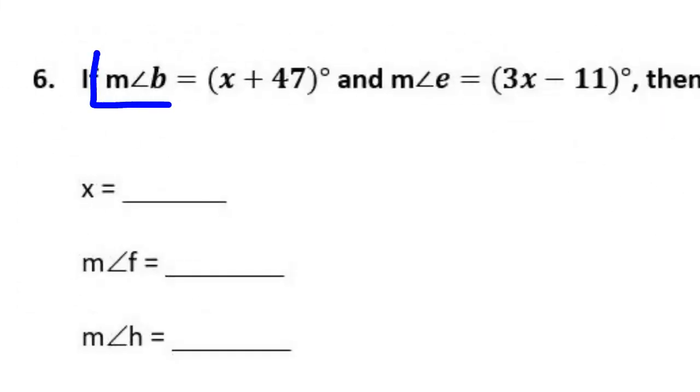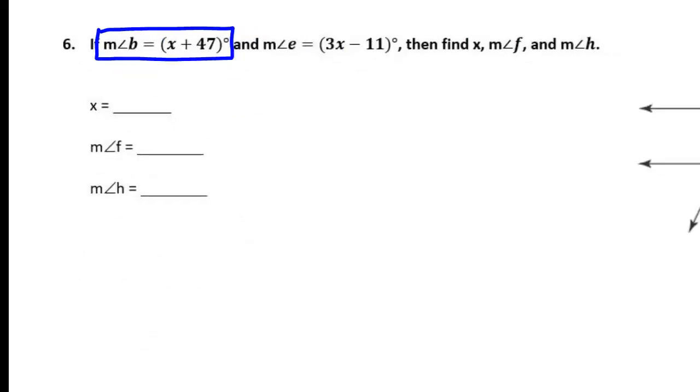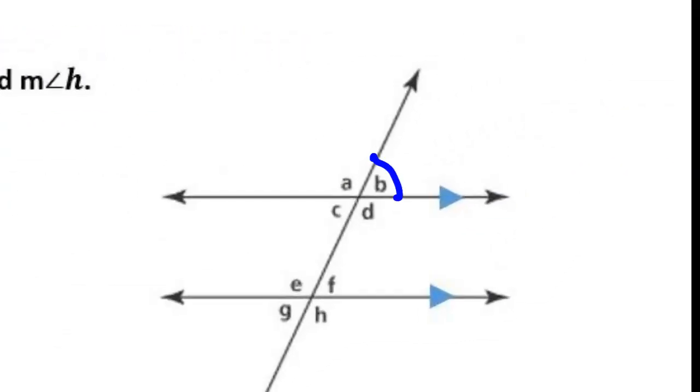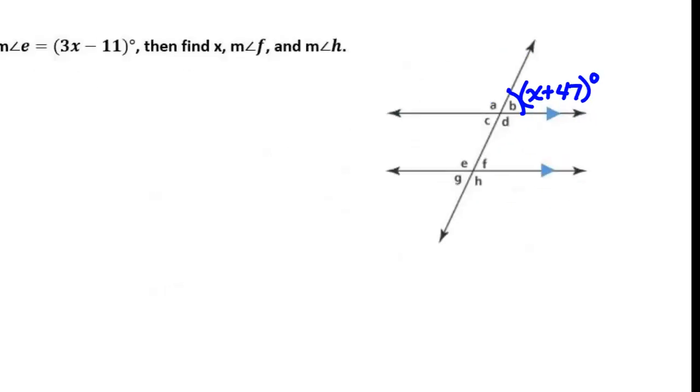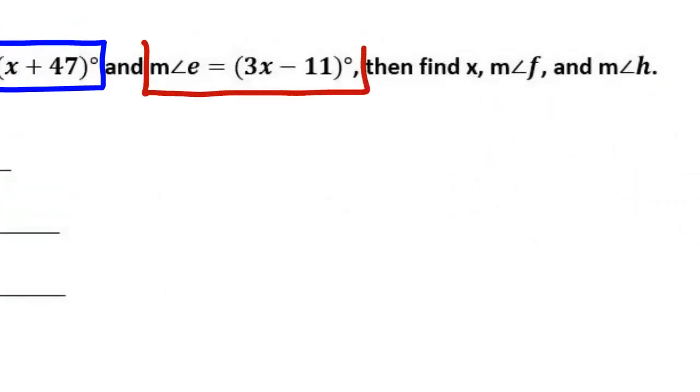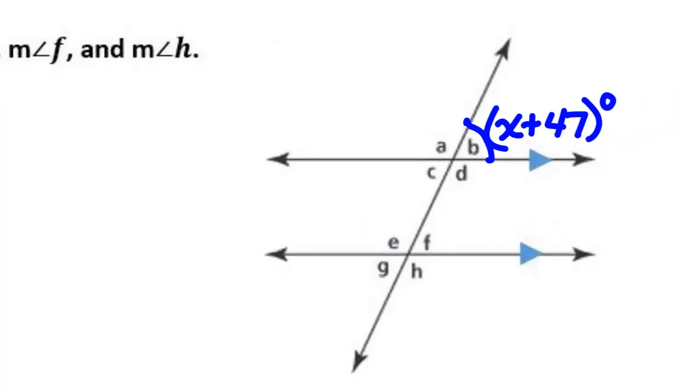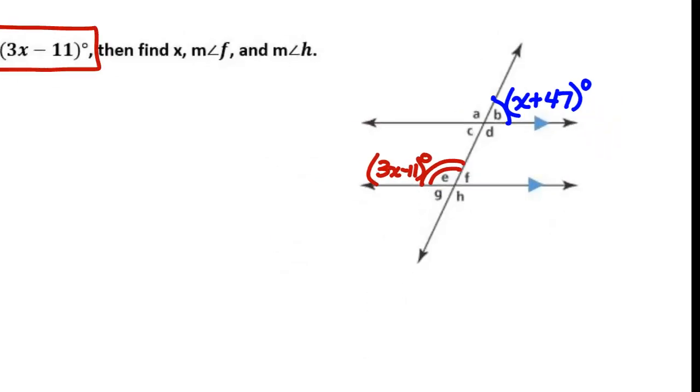All right. So they give me the measurement of angle B as x plus 47 degrees. So I'm going to put that right here. They give me the measurement of angle E as 3x minus 11 degrees. This right here is the transversal connecting these two. They're on opposite sides of the transversal, but one is exterior and one is interior. I don't have a name for this pair. So I have to find another relationship.